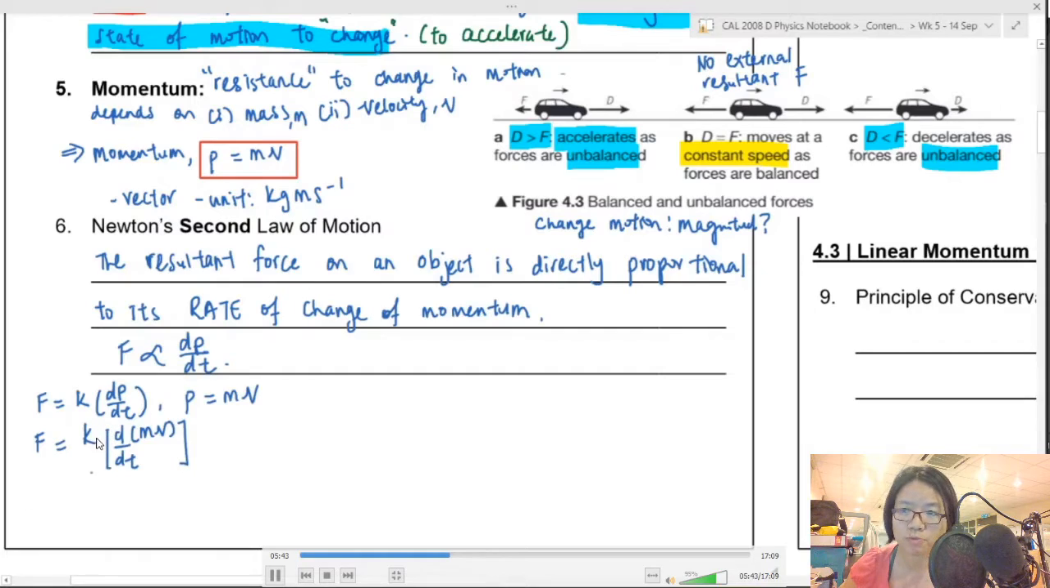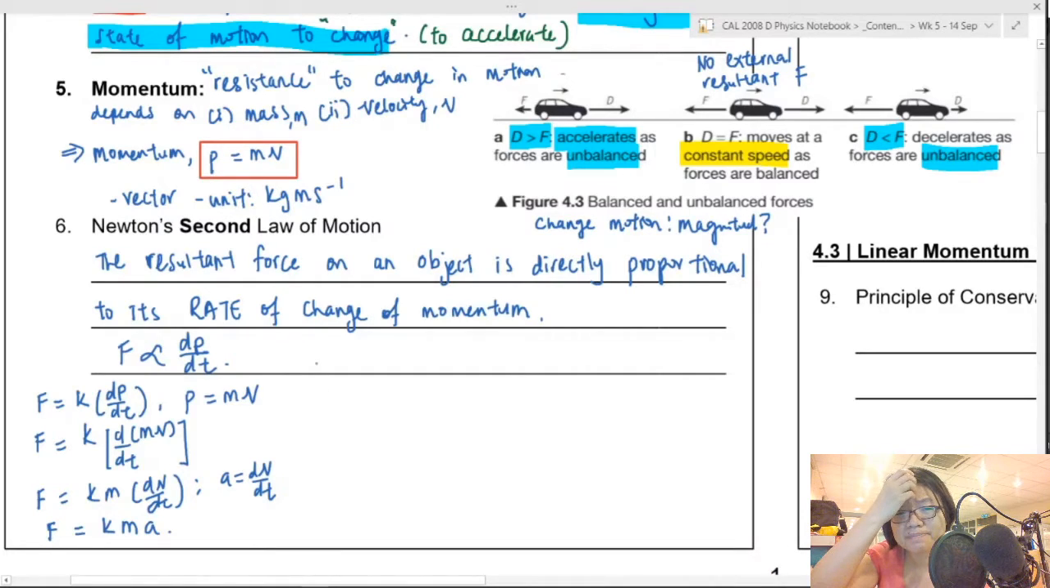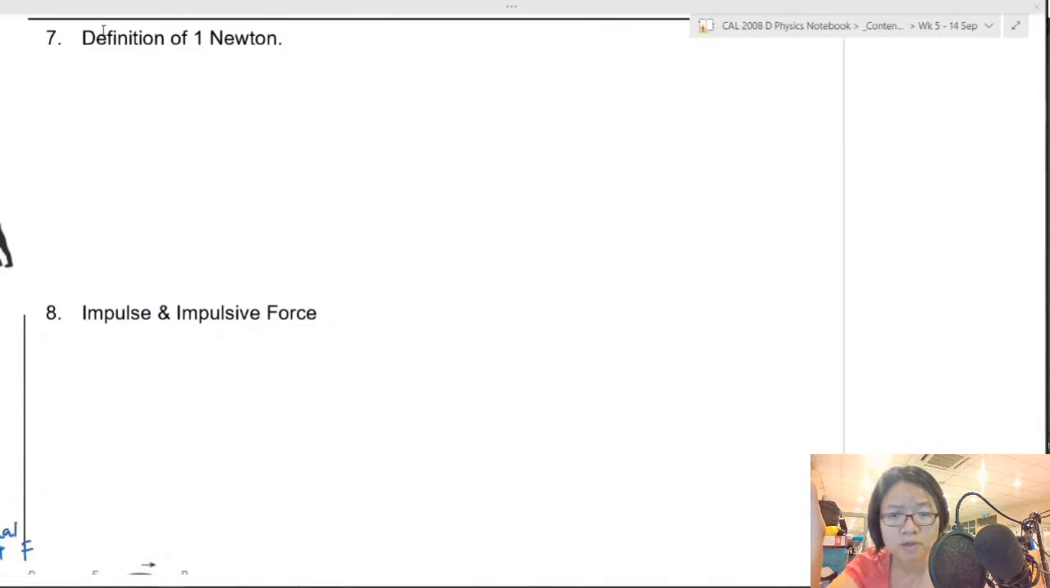So this expression will look like this. P is substituted with mv. Factorize the m, I get dv over dt. And I know acceleration is dv over dt. So I get F is equal to kma. Looks familiar, but not really.